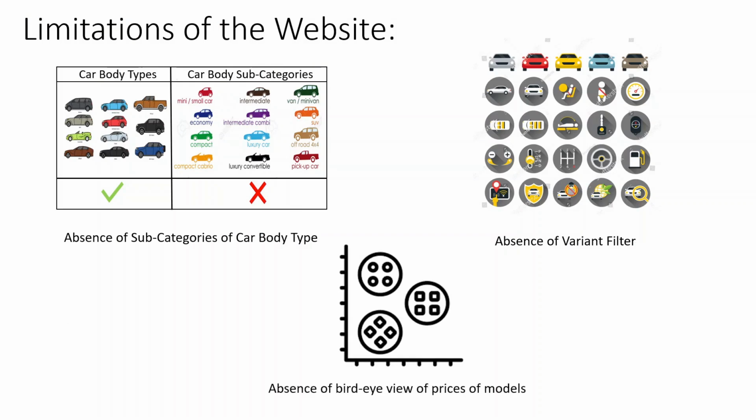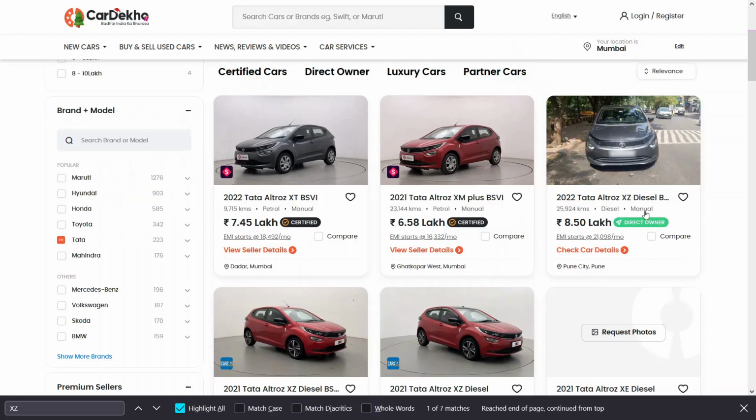The third and perhaps the most critical limitation is the absence of a bird's eye view of model prices. Currently, the user must individually search for prices of each vehicle, lacking a comprehensive overview. For instance, if a user decides on an exact variant of Altroz at a price of 8.5 lakhs, they have no visibility into the price range for that variant or model. This lack of information leaves users uncertain about whether they are overpaying for the chosen car.